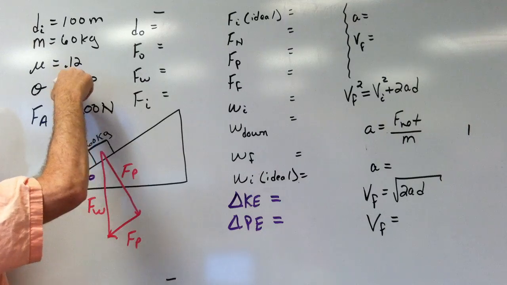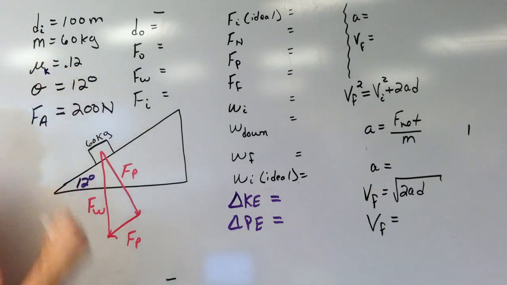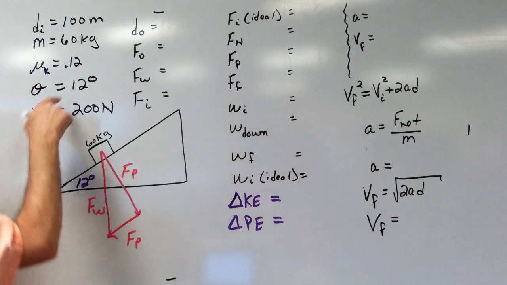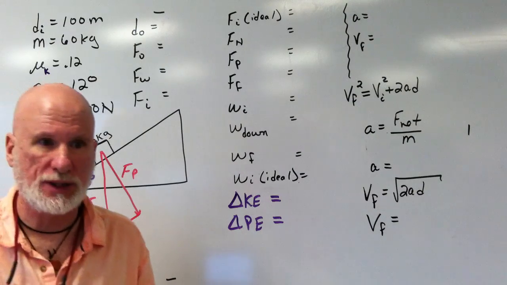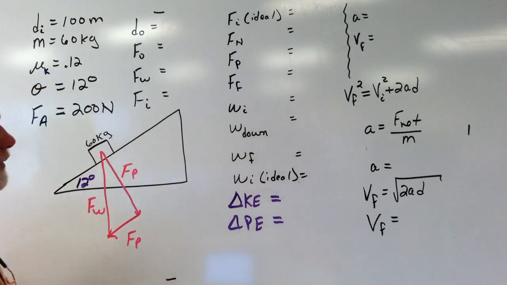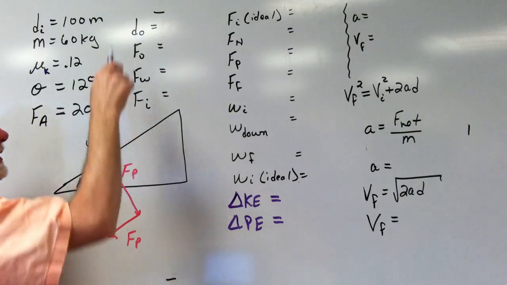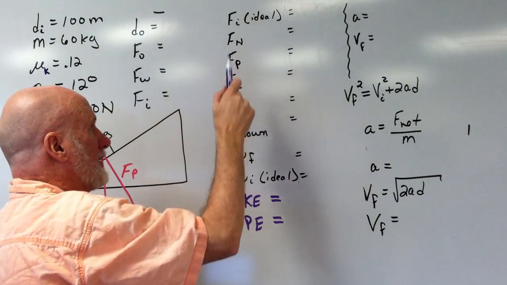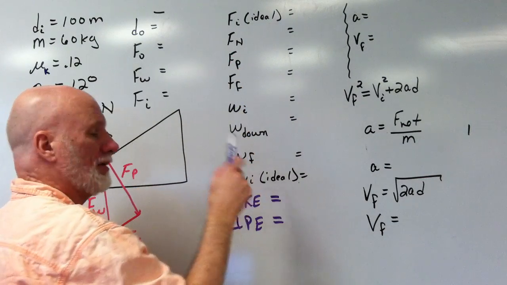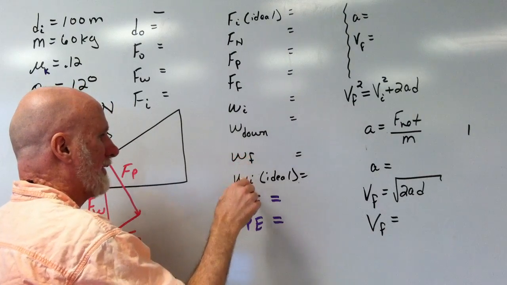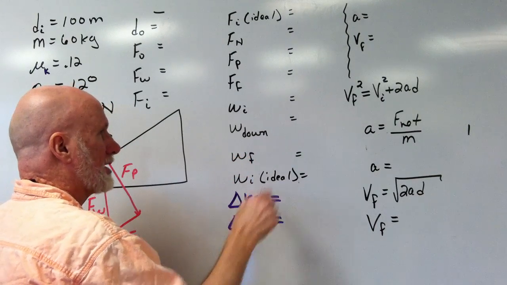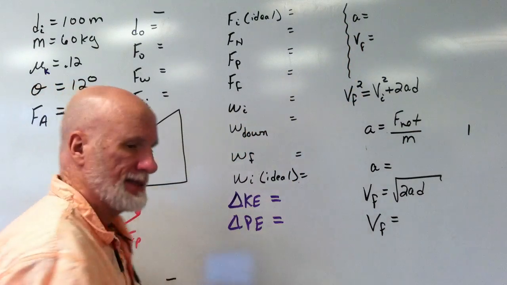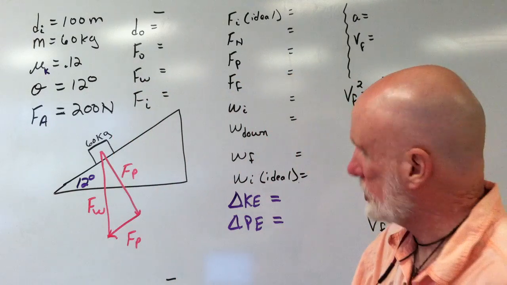60 kilograms, 0.12 is the coefficient of kinetic friction, 12 degrees, 200 newtons is the applied force. I want to do all of this. I want to do DO, FO, FW, FI, FI ideal, FN, FP, FF, WI, W down. I'll explain what that means in a second. WF, WI, delta KE, delta PE, A, VF, etc. We've done some of the things already, so let's put that in.